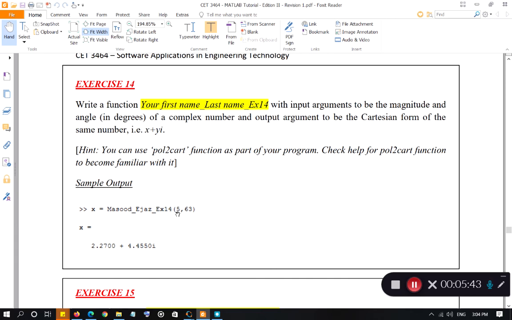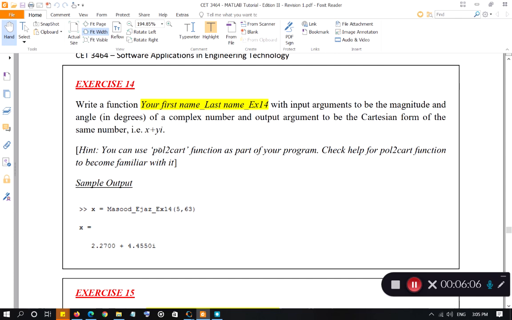So any variable names that you want to take, r comma t or a comma b, whatever. When I called my function with these input values, 5 magnitude and 63 degrees angle, my equivalent complex number in rectangular form is 2.27 plus 4.45i. Okay.